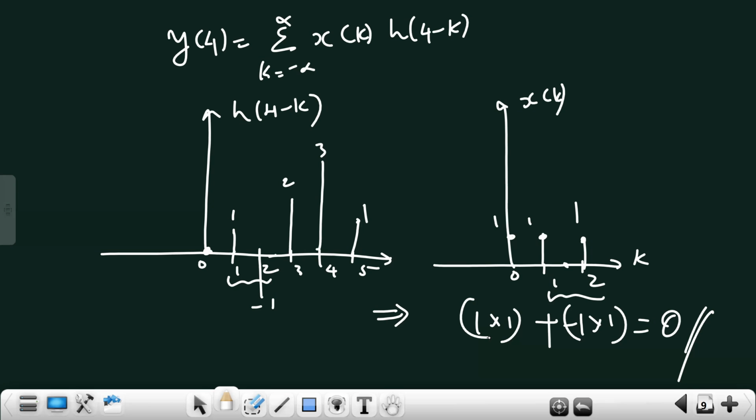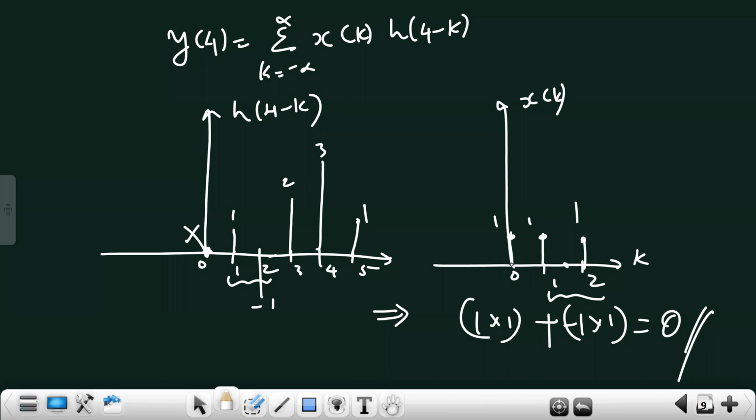See, h of 4 minus k is plotted. x of k is also plotted. Now you can observe these two figures, and the common times observed are 1 and 2. What are the two common times the signal exists? It is at 1 and 2. Here you don't have any signals at all. Here also 1, so 0 into 1 is 0. Like that, time-wise you multiply and add.